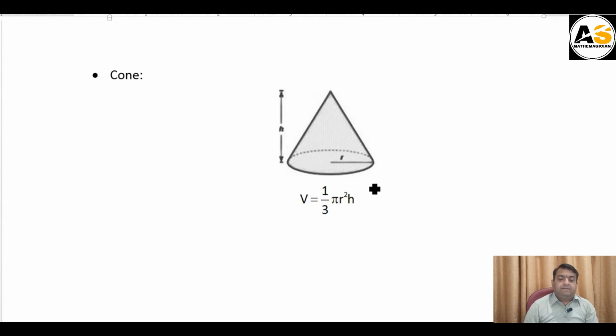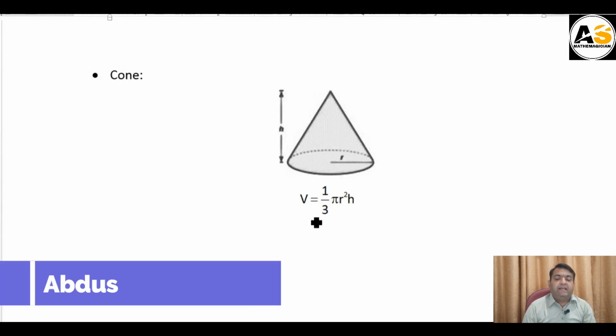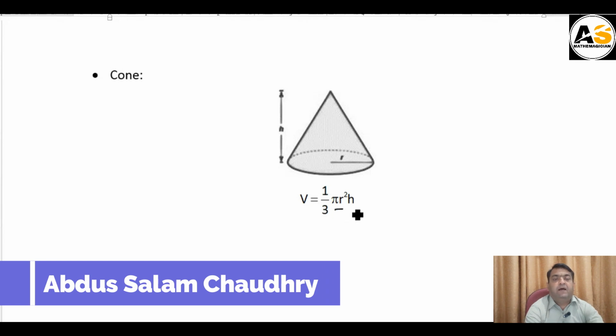Next shape is cone. Cone is shaped like this. Its base is a circle with radius r, and this is its height h. This is its apex. So its base area is pi r square and its height is h. So its volume is 1 by 3 base area multiplied by height.